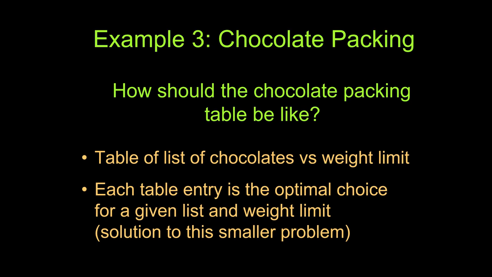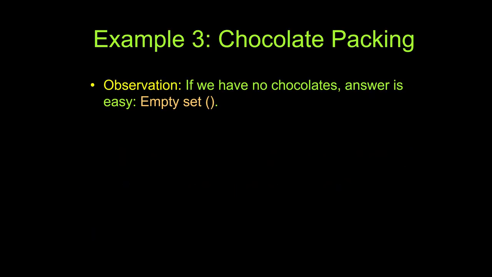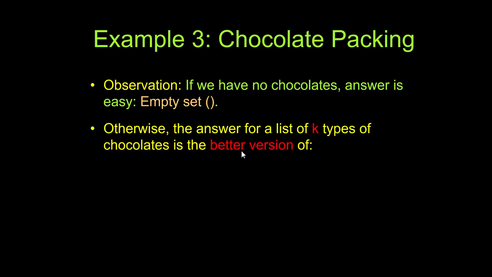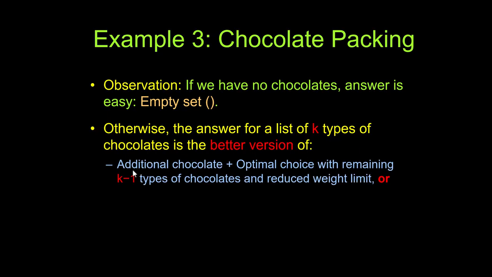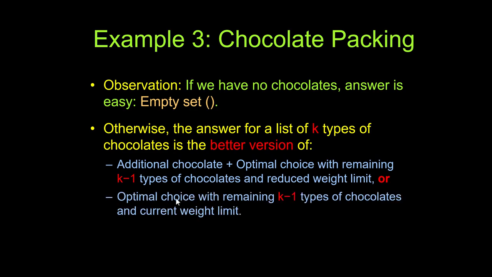With these 2 points, our challenge is resolved to be a 2D table, and we use row to be each weight limit and column to be no chocolate to 1 chocolate and then to 2 chocolates and so on. First, we know that when we have no chocolate, the answer is simply the empty set. When there are k types of chocolates, then the answer is the better version of either the kth chocolate plus the optimal choice with remaining k minus 1 types of chocolate and reduced weight limit, or the optimal choice with remaining k minus 1 types of chocolate and current weight limit. That is, the new kth chocolate is not used in this choice.